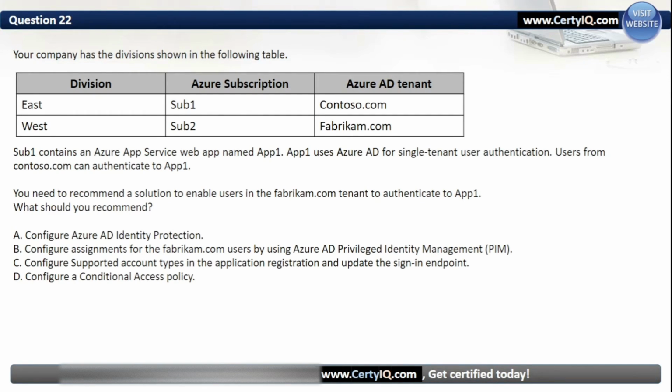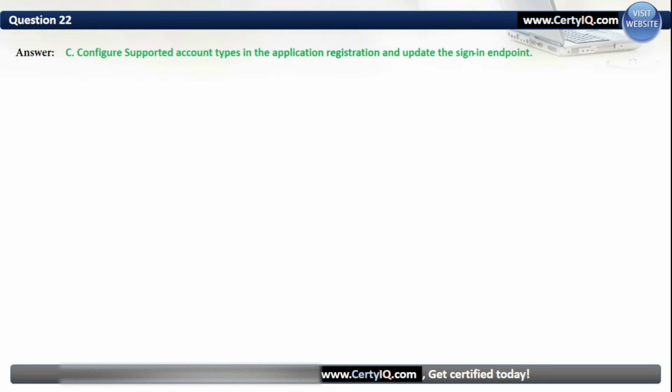What should you recommend? Our options are A. Configure Azure AD identity protection. B. Configure assignments for the Fabricam.com users by using Azure AD Privileged Identity Management. C. Configure supported account types in the application registration and update the sign-in endpoint. Or D. Configure a conditional access policy. The correct option is C. Configure supported account types in the application registration and update the sign-in endpoint.